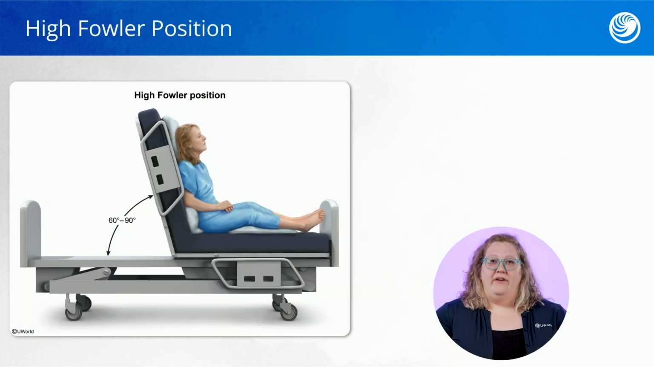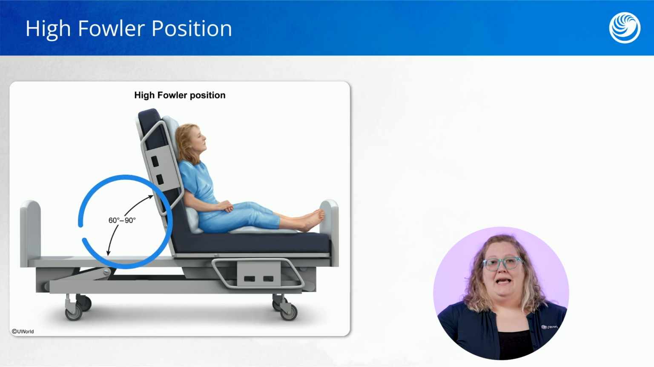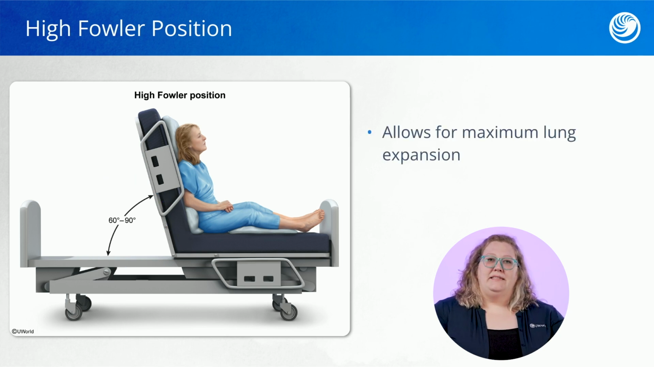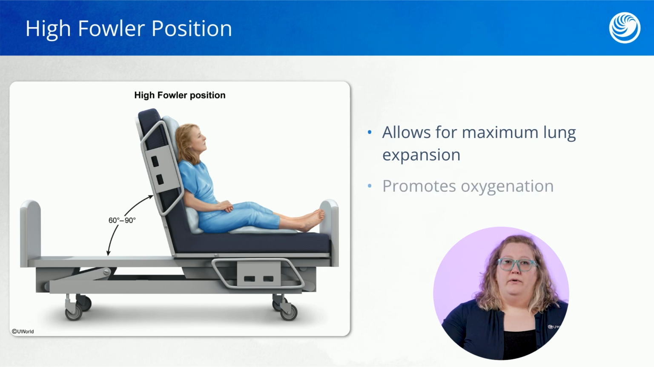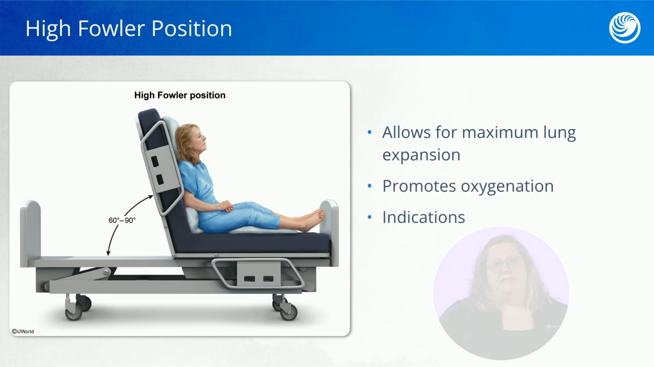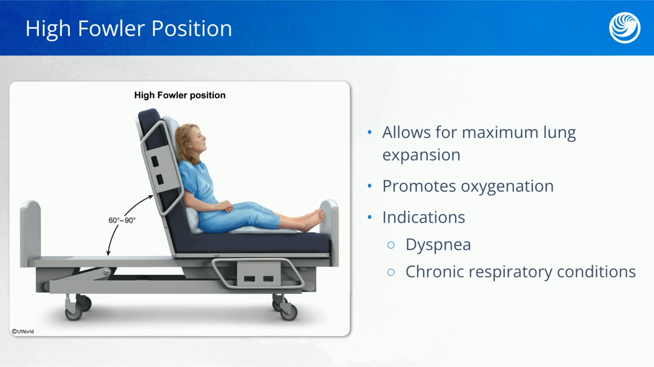Next up, we have the high Fowler position. Just like the others, the patient is lying on their back, but at this point we have them elevated pretty much as far as the bed can go. The angle is 60 to 90 degrees. It's more like sitting up in a chair. This really maximizes the opportunity for lung expansion, which promotes oxygenation, and its indications are more acute situations like dyspnea, called shortness of breath, and then chronic respiratory conditions, because this really is just targeted at improving your oxygenation.